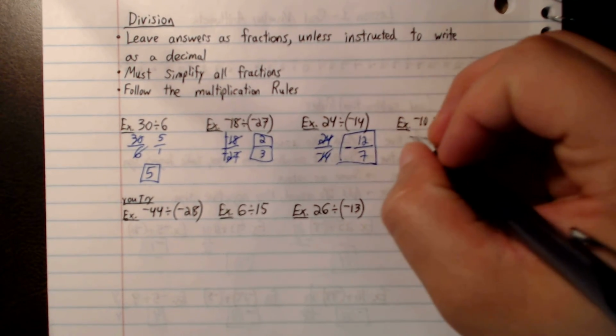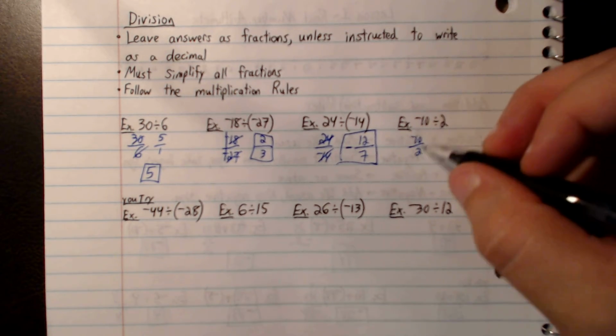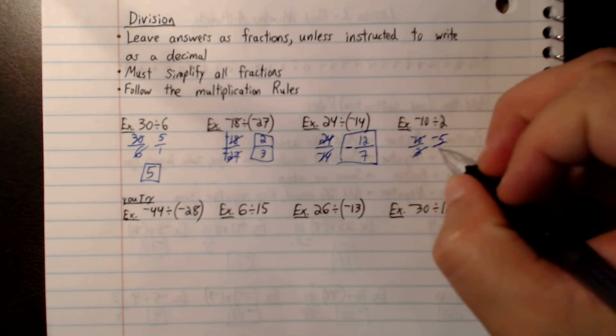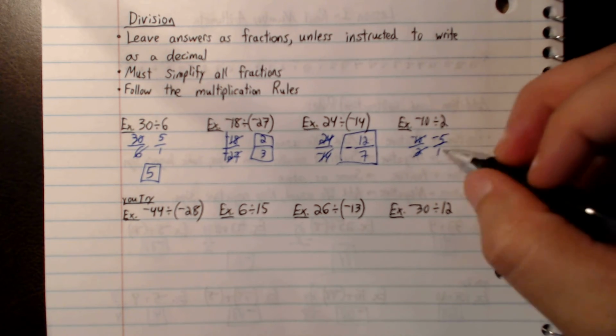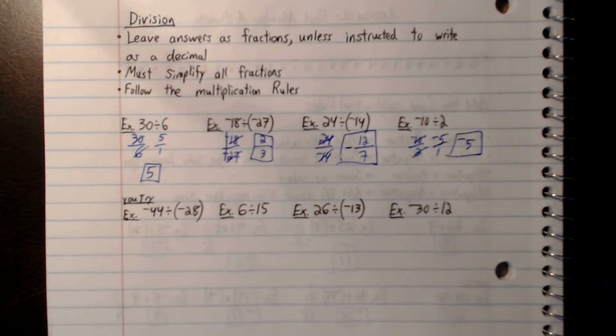Finally, negative 10 divided by 2. These are both even, so if I divide by 2, we'll get negative 5 over 1, and again we can reduce that to just plain old negative 5. Okay, so there are 4 for you to try right here. Pause the video and then resume when you're ready to check your answers.